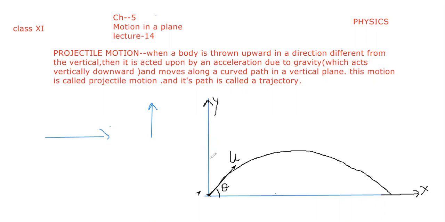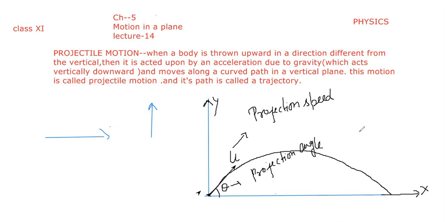Line by line we discuss. What is the definition? When a body is thrown upward in a direction different from the vertical, making an angle theta from the horizontal, u is called the initial speed or projection speed. All of you draw the diagram in your copy. Theta is called the projection angle. Projection speed and projection angle are clear to all of you.